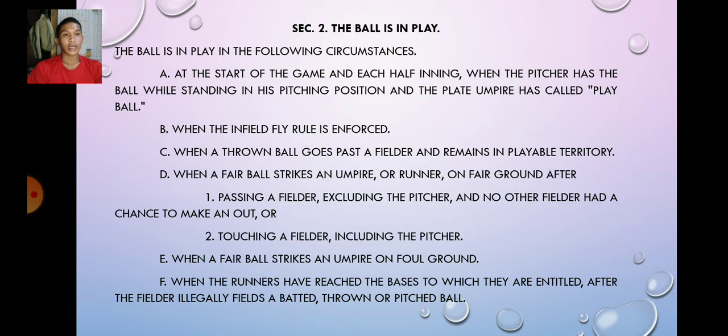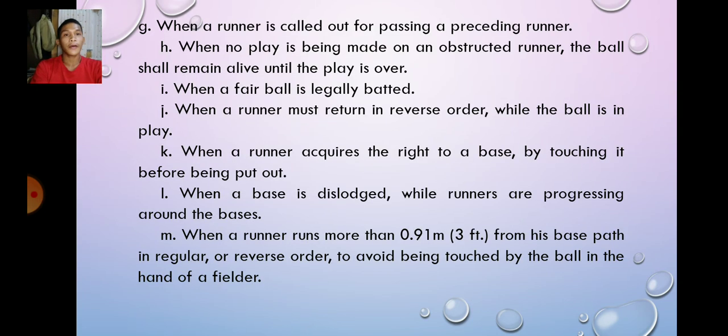D. When a fair ball strikes an umpire or runner in fair ground after passing a fielder. E. When a fair ball strikes an umpire on foul ground. G. When a runner is called for passing a preceding runner. That's when no play is being made on an obstructed runner, the ball shall remain alive until the play is over. When a fair ball is legally batted. G. When a runner will return in reverse order while the ball is played.